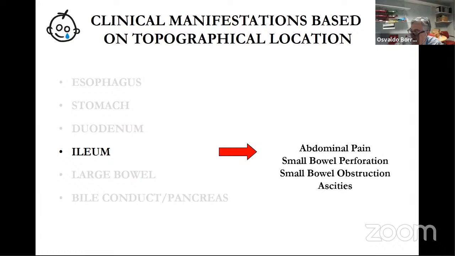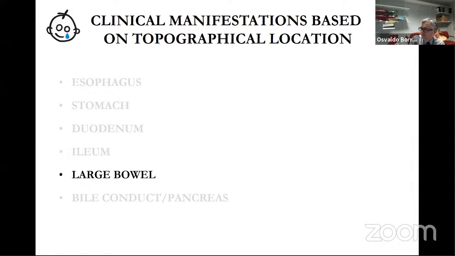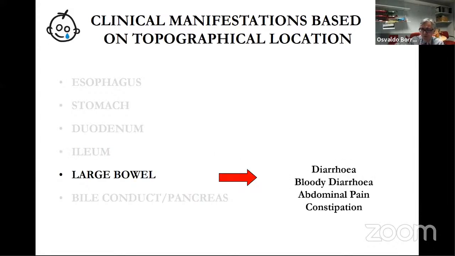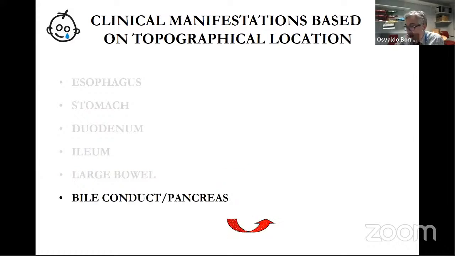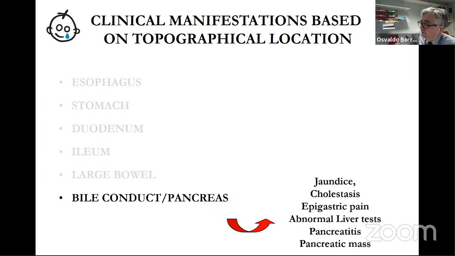We can have involvement of the ileum, with abdominal pain, perforation, obstruction, and ascites. And finally, we can have large bowel involvement, and it is variable. We can have diarrhea, constipation, bloody diarrhea and abdominal pain. There are a few reports that also describe involvement of the bile duct and the pancreas, the biliary tract and pancreas.